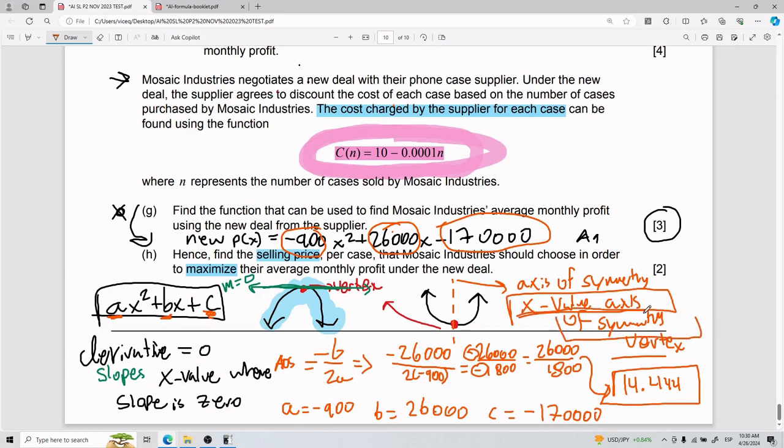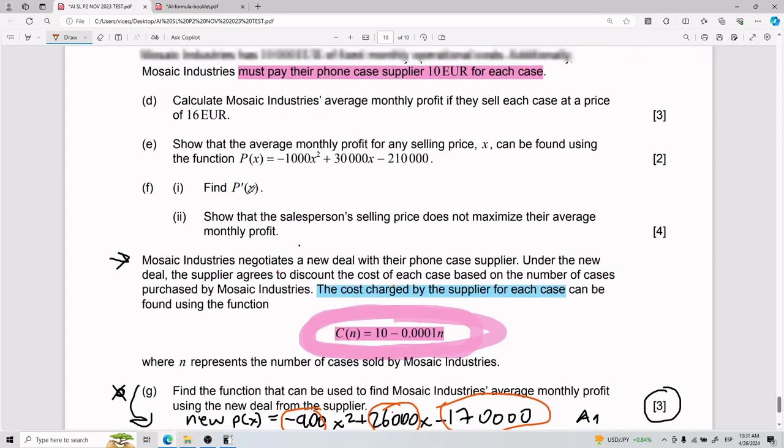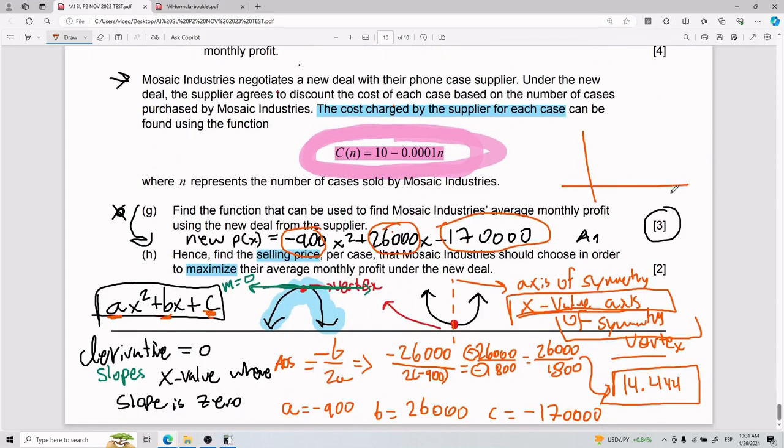And so what is x in this case? Well, we know that y is profit, and x is selling price. And so actually from here, you don't need to find the y value of your vertex. Just by having found that this is 14.4, you're good to go. So your final answer is 14.4 euros.